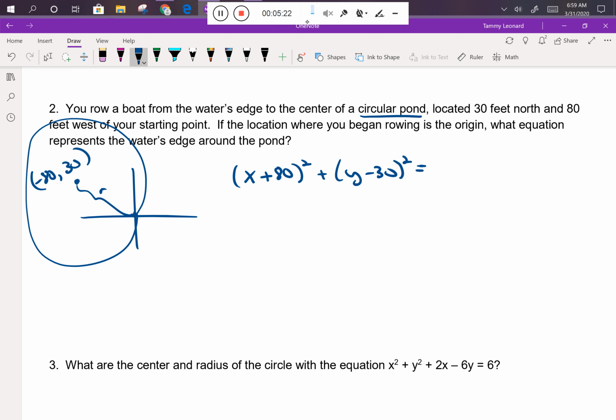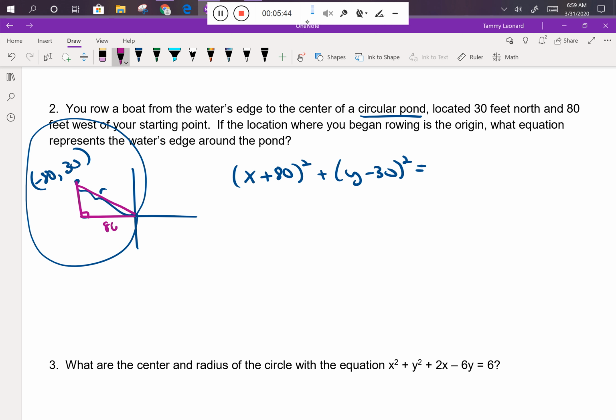But the issue is I don't know the length of the radius. And actually, I don't care what the length of the radius is. I care what the square of the radius is. So let's think for a minute. If we drop this right triangle down, that's going to form my radius. And all we really care about is r squared.